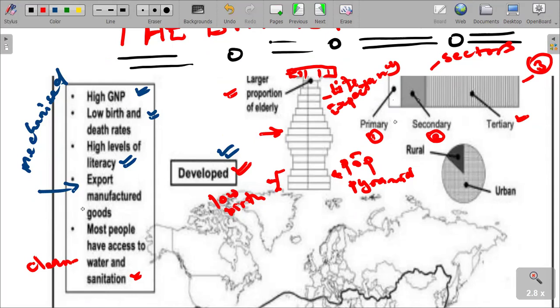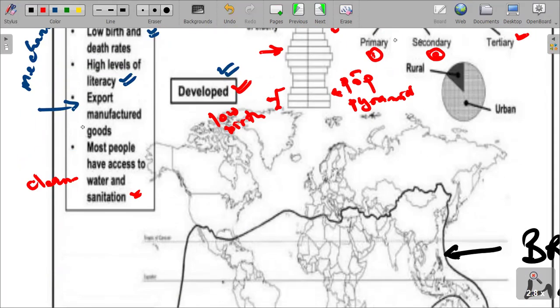We talked about manufacturing goods for export, and then the industrialization and mechanization happening there provide a bigger proportionate contribution from the secondary sector. So for the population distribution, you can see most people living in urban areas, and we have less population in rural areas. That is one thing that you can see.